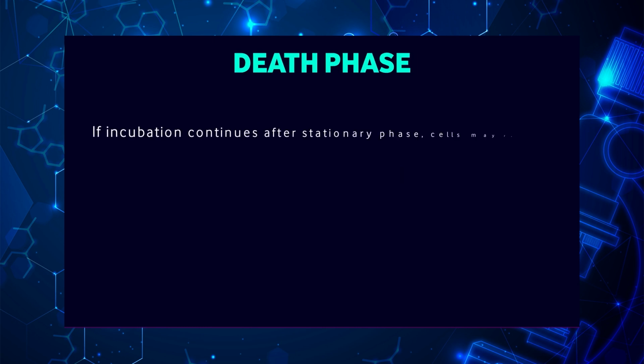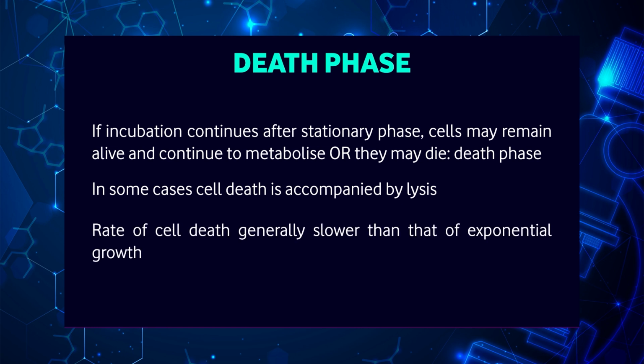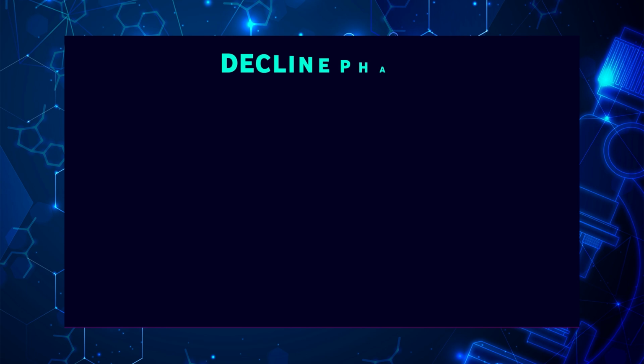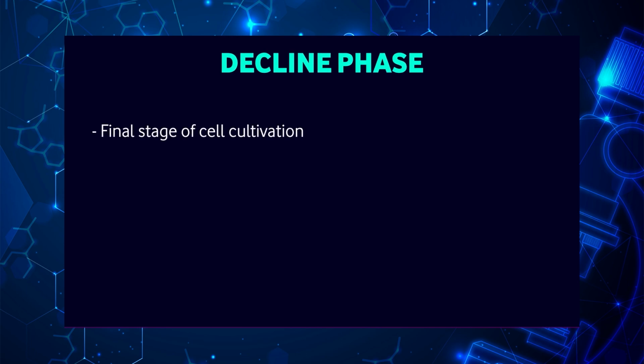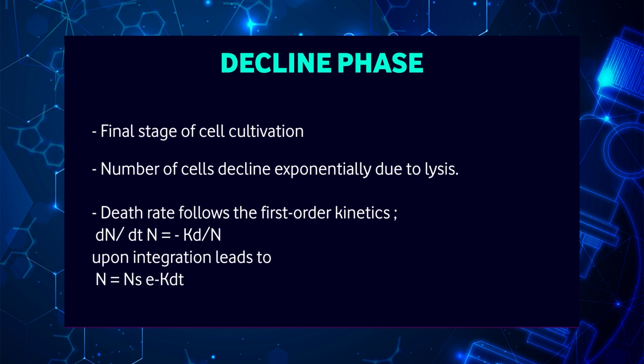Talking about the death phase, if you continue to incubate the cell culture after the stationary phase, cells may remain alive or continue to metabolize, or they may die. In the death phase, in some cases, death is accompanied by lysis of the cells. The rate of cell death is generally slower than the exponential phase. Decline phase is the final stage of cell cultivation. Here the death rate follows first order kinetics.